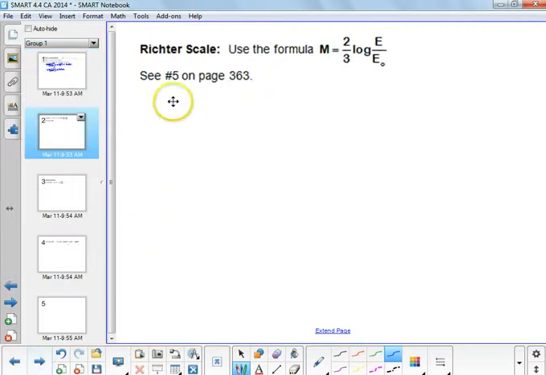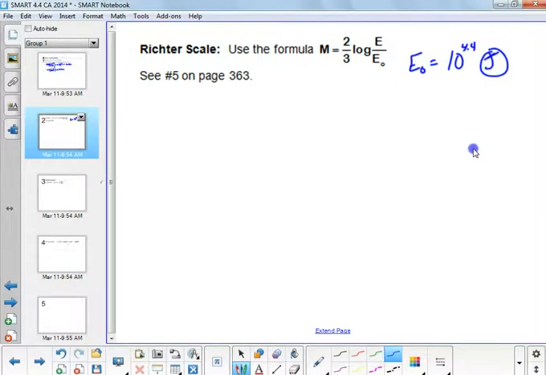Then number 5 on page 363 is referring to the Richter scale. Remember, the Richter scale is what measures the intensity of an earthquake. They call that the magnitude. The magnitude of an earthquake is 2/3 times the logarithm of E over E sub naught. E is the energy released from the earthquake, and E sub naught is the energy released by a very small reference earthquake, which they standardize to be the constant 10 to the 4.4 power. The unit of measurement is joules.